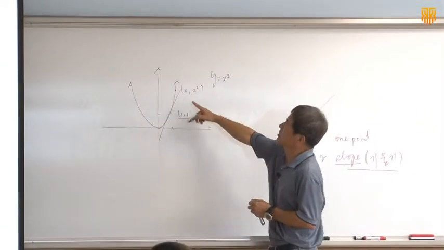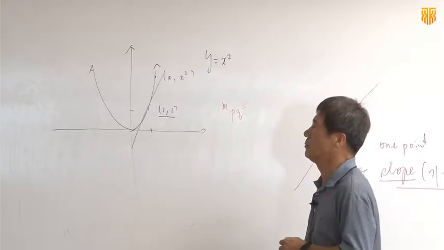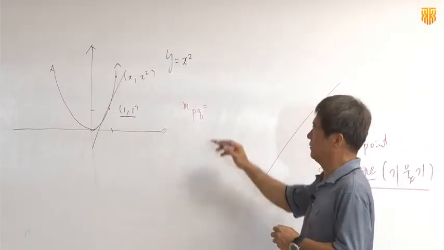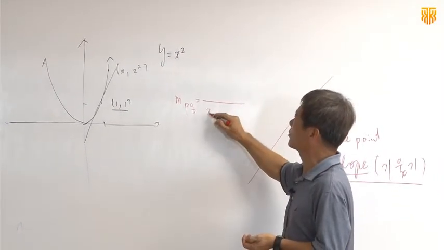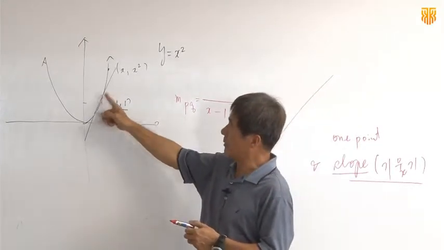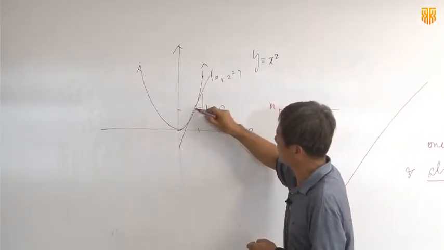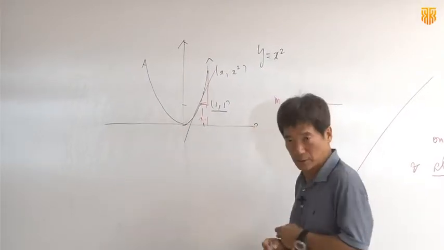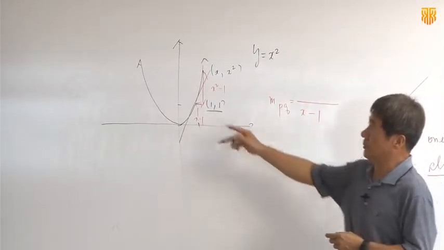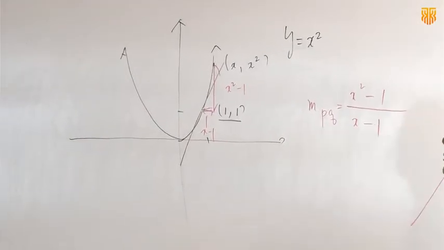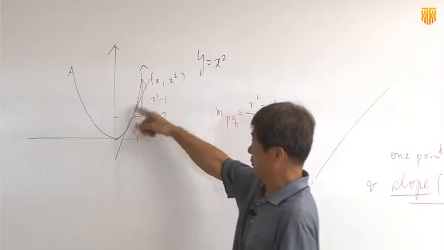We call it the slope of the secant line through these two points, so we say m_PQ. How do we find the slope? It's the rate of change of x from x to 1, right? These two points, x and 1, give us the slope. Maybe you can draw it like this. What is this length? This is x minus 1, right? What is this length? This is x squared minus 1. So the slope is (x squared minus 1) over (x minus 1). This is the slope of the line through these two points. Okay.